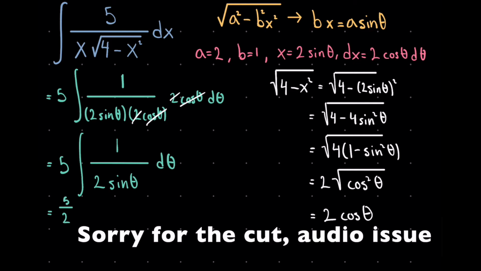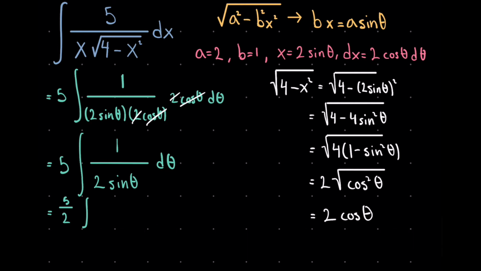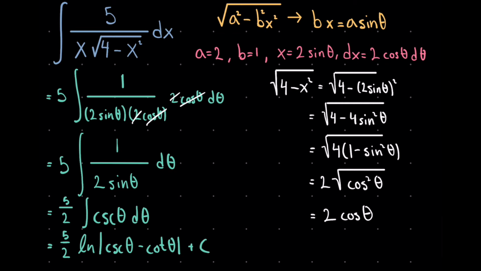5 over 2 times the integral of 1 over sine theta, that's just cosecant theta, and then we have d theta. So now it just remains to find the integral of cosecant theta d theta, and this is actually a known integral. You could probably find it in your textbook somewhere, in the appendix, or just online. It's equal to ln of the absolute value of cosecant theta minus cotangent theta, and then, of course, plus c, because we are doing indefinite integrals right here.